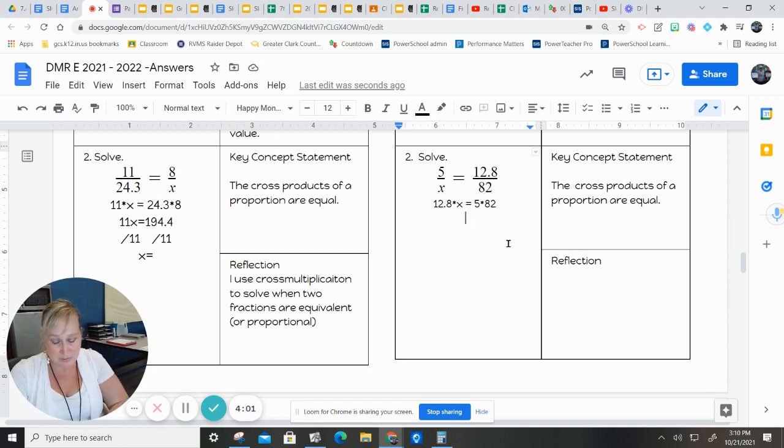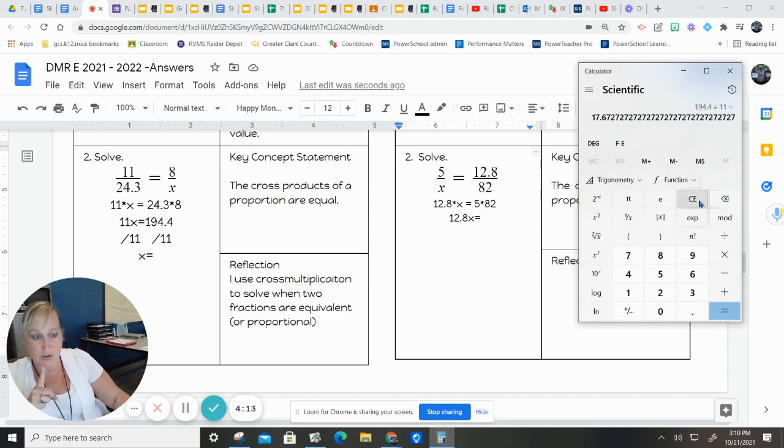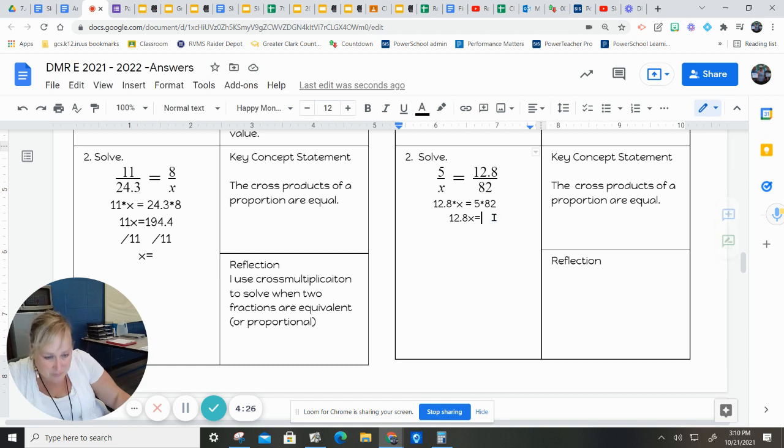So 12.8 times x turns into 12.8x. I just get rid of the multiplication symbol, bring down my equal, and then I have to do 5 times 82. So I'm going to use my calculator. If it's available, you're supposed to use a calculator. 5 times 82, that is not the right number. 5 times 82 is 410. So 410 is the answer.